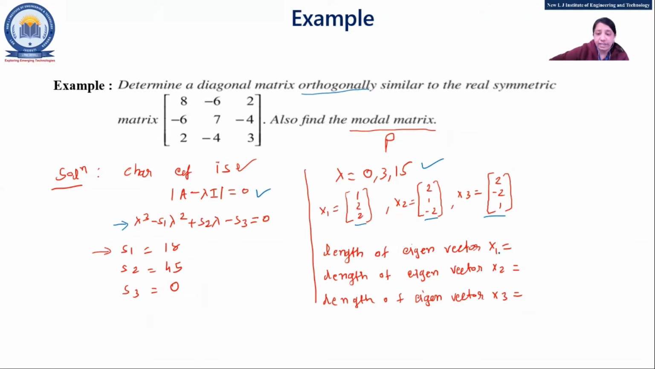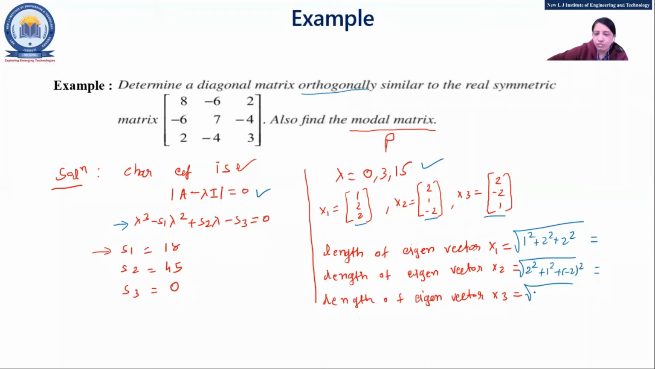Length of the eigenvector x1. So length of x1 is what? That is nothing but what? Under root square of all the elements. That means 1 square plus 2 square plus 2 square. Same as the x2, that is 2 square plus 1 square plus minus 2 square.